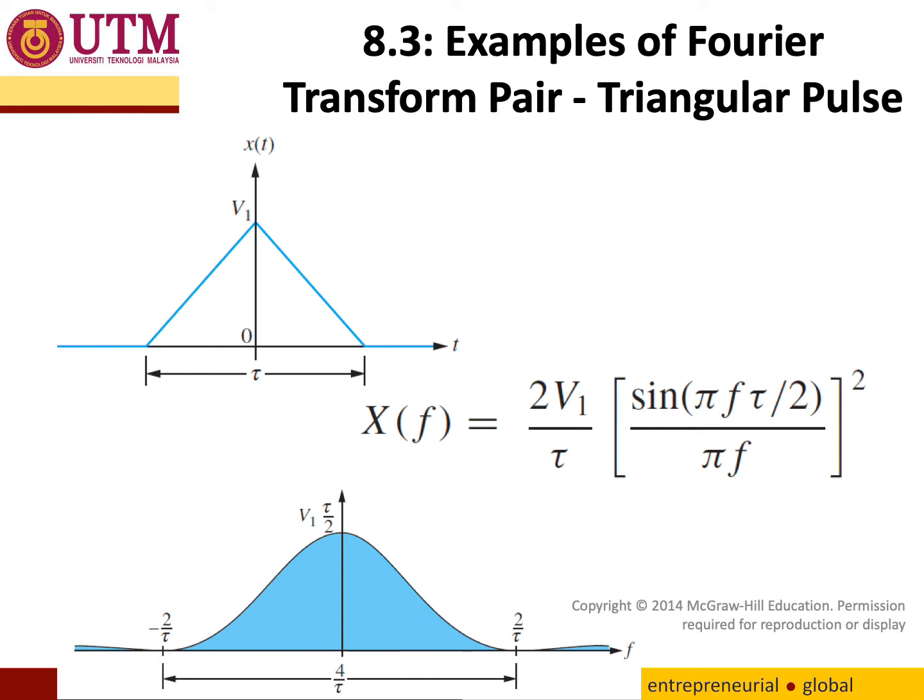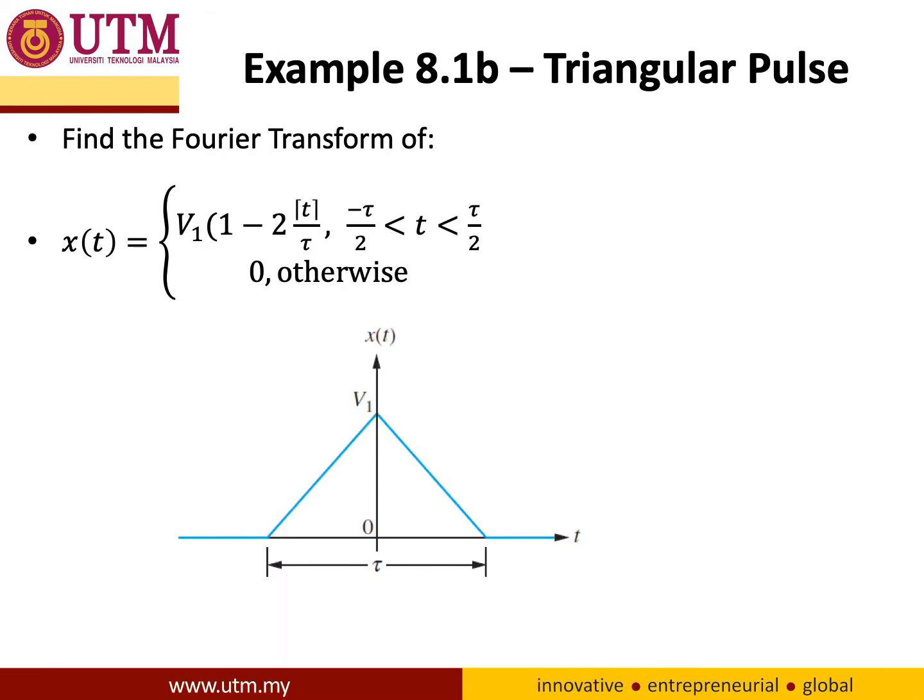For the triangular pulse, the Fourier transform is as shown in the slide, where X(f) equals Aτ/2 times sin(πfτ/2) over (πfτ/2) squared. Okay, now we have the triangular pulse signal as shown. Let us find the Fourier transform of this triangular signal.